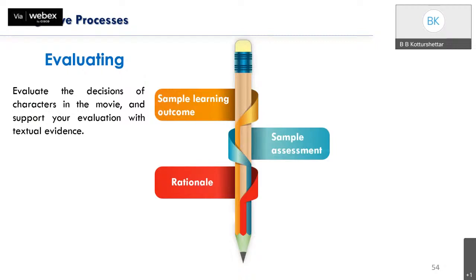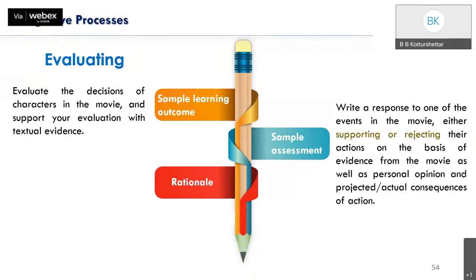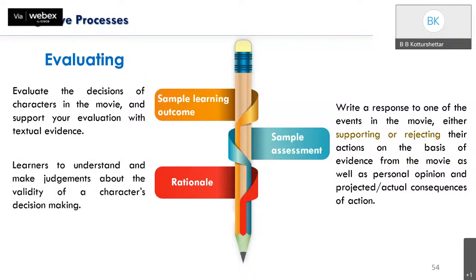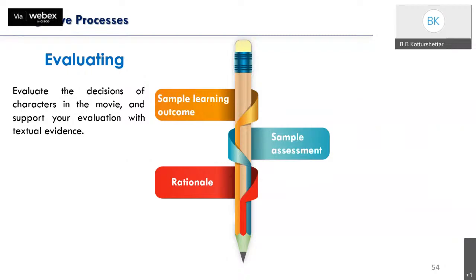Evaluating the outcome, the possible assessment. I can just go through this. So it is more demanding now compared to previous assessment types. And the rationale is for learners to understand and make judgments about the validity of a character's decision making. Somebody is asking for the previous slide. Let's go back.